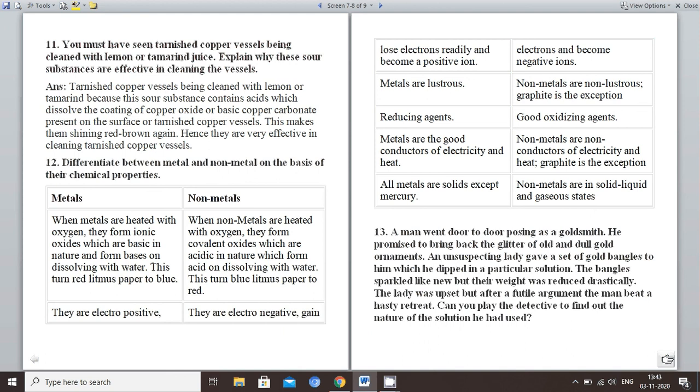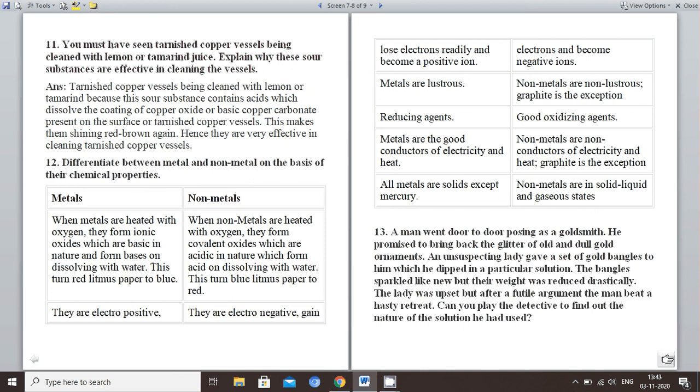Okay. Now the next is: a man went door to door posing as a goldsmith. मतलब एक मैन है जो अपने आपको गोल्ड स्मिथ बता रहा है एंड ही प्रॉमिस टू ब्रिंग बैक द ग्लिटर ऑफ द ओल्ड एंड डल गोल्ड ऑर्नामेंट्स. बेसिकली आप सबने देखा जब आप गोल्ड रेगुलरली वियर करते हैं तो कुछ टाइम के बाद उसमें उसकी शाइनेस चली जाती है. सो गोल्ड स्मिथ क्या कह रहा है कि मैं आपको वो शाइनेस वापस रिगेन करा दूंगा.